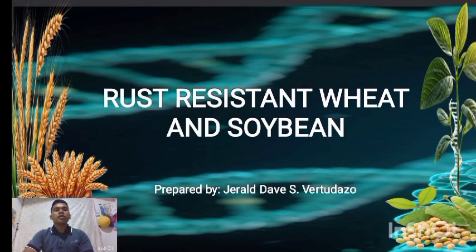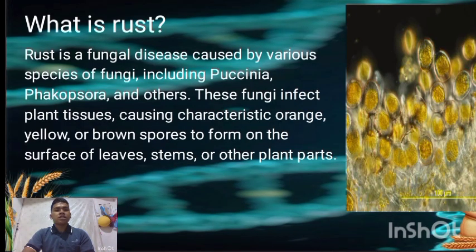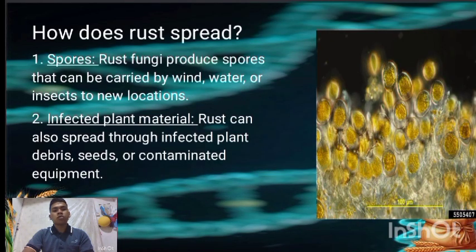Today I am going to report on rust-resistant wheat and soybeans. Before that, first we'll find out what rust is. Rust is a fungal disease caused by various species of fungi including Puccinia, Phakopsora, and others. So how does rust spread? Through spores and infected plant materials.